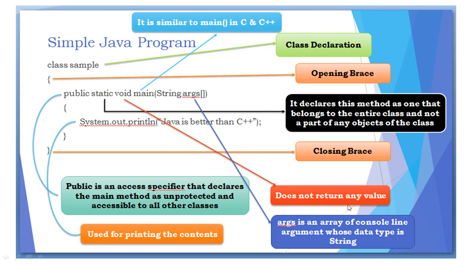Then void doesn't return any value. And main is similar to main in C and C++. And what is the meaning of args? Args is an array of command line arguments whose data type is String. Now System.out.println is used for printing the contents: Java is better than C++. Suppose we are typing this content. Then the closing bracket is there.